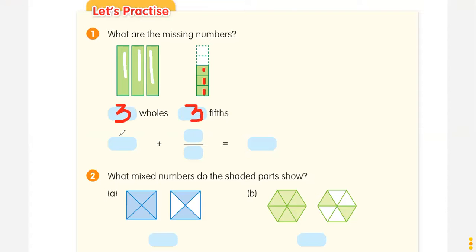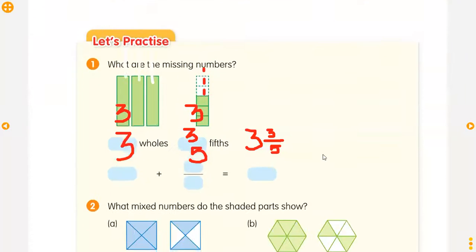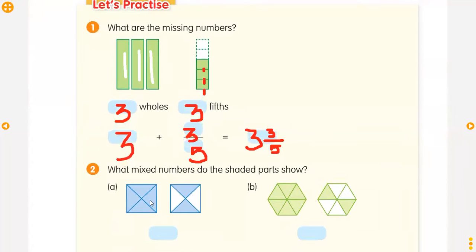So these 3 wholes are going to be 3. And let's write down 3/5 as a fraction. I'm going to write down here 3 shaded parts out of 5 parts. So let's add the 3 as a whole number and 3/5, which is the fraction. Let's put them together. Easy peasy, lemon squeezy. It's going to be 3 and 3/5. Right? Thank you.